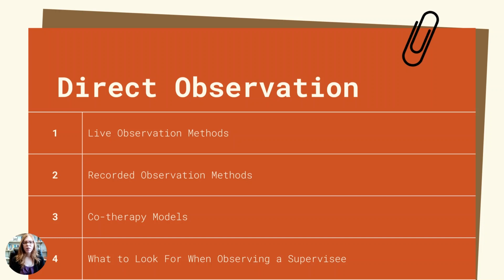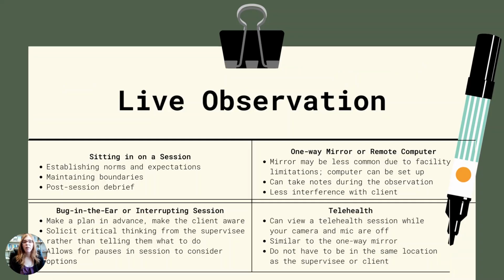There are several different ways that you can directly observe your student or supervisee, and so we're going to go through several of them. One is live observation methods, and there's a few different ways that you can go ahead and actually watch your supervisee or student as they are delivering therapy. We can also record them, and we'll talk about observation methods for that. There's co-therapy models, and then we go into specifically what we're looking for when we're observing a student or a supervisee. So let's talk about live observation.